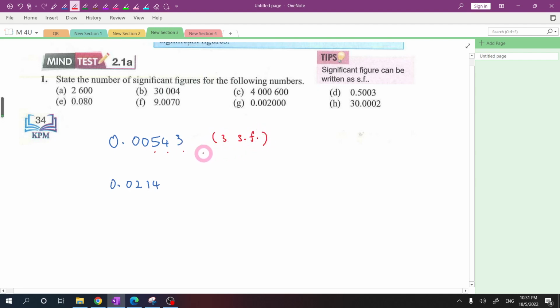Okay, so just be more careful. When you have a decimal, 0 point something, start to count the number of significant figures from the first non-zero digit. How about this one? This is 0, 0, not counted. Start from the first non-zero digit, which is this one. 1, 2, 3. So we have 3 significant figures. Let me give you one more example.